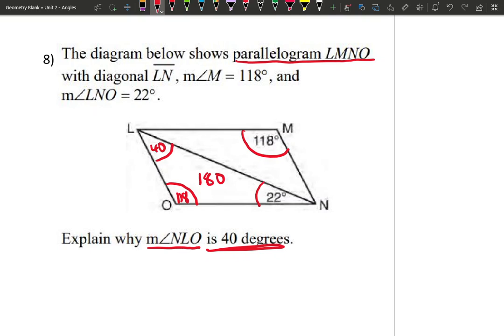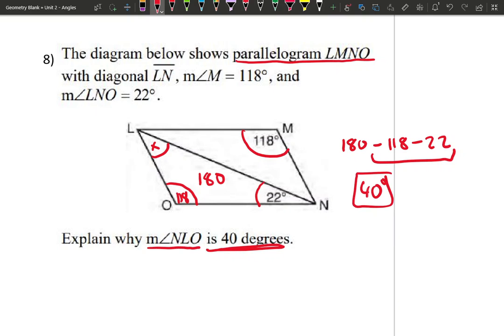So if we didn't know what that angle was, then we would just say 180 minus 118 and then minus the 22, right? We're basically subtracting away the other two angles from it. And let's see, when we do that, we should get 40. So 180 minus 118 and then minus that 22, and you do indeed get 40 degrees.